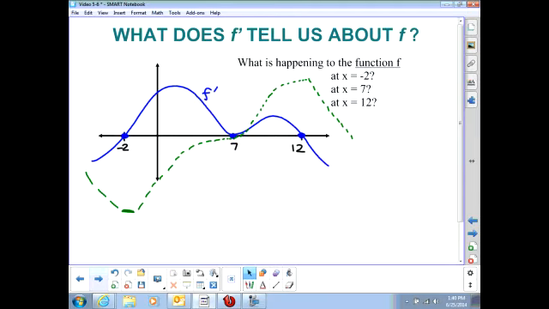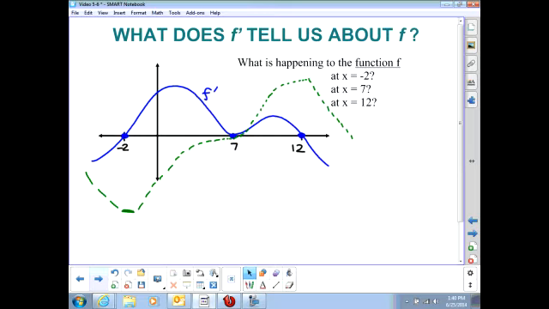So let's go through this again. Over on the left, up until negative 2, our original graph should have negative slopes. At negative 2, it should have a horizontal slope. From negative 2 to 7, we should have positive slopes. The slope should be more positive for a bit and then become less positive. So that means it should get a little steeper and then become less steep.